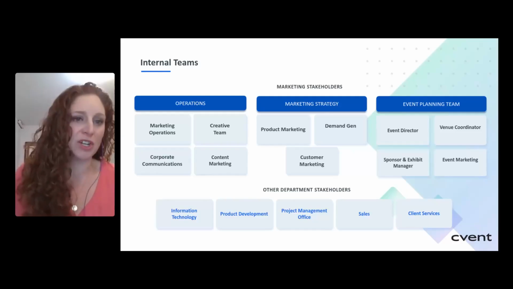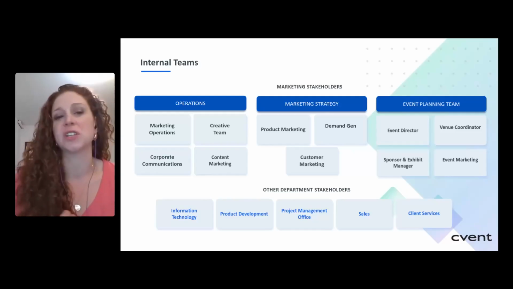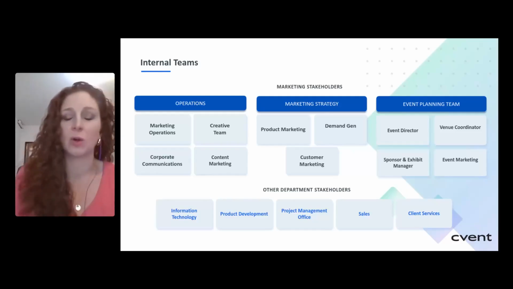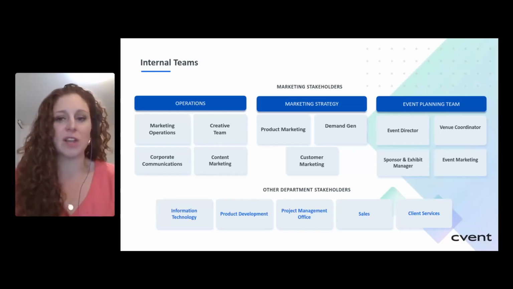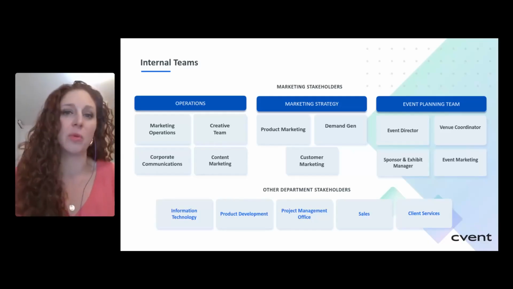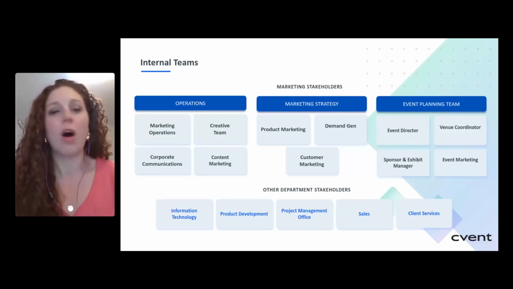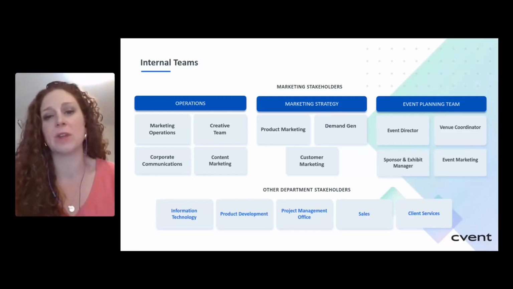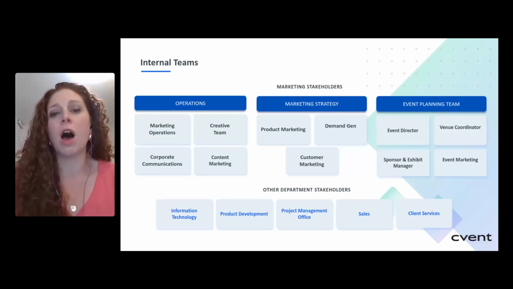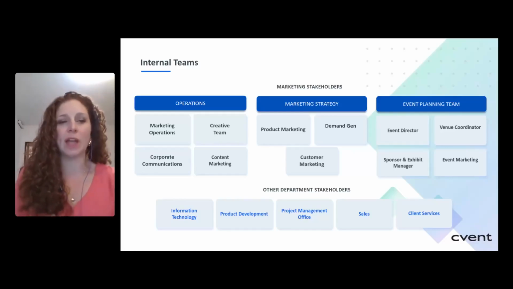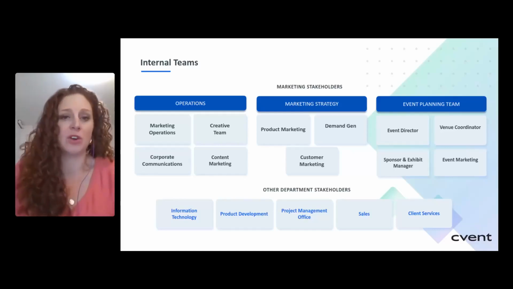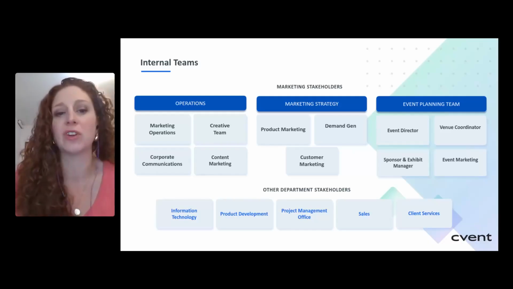And of course, our operations teams, marketing operations, our creative team, content marketing, corporate communications. For us, a complex conference is really an entire marketing team effort. Almost everybody in the department has a role, and we all know what that is to really help bring, we call it our Super Bowl, to life every year.